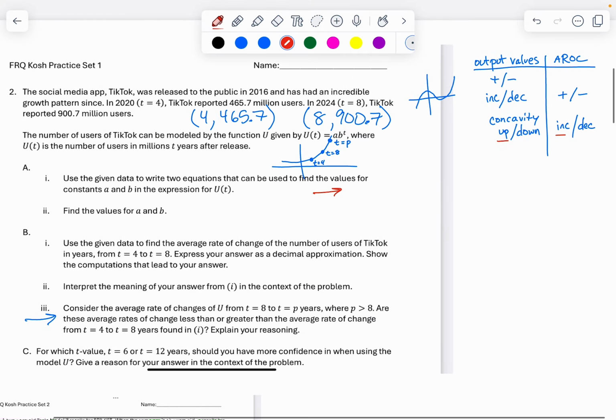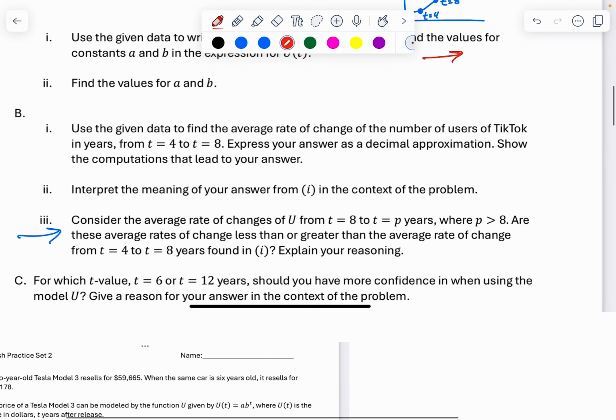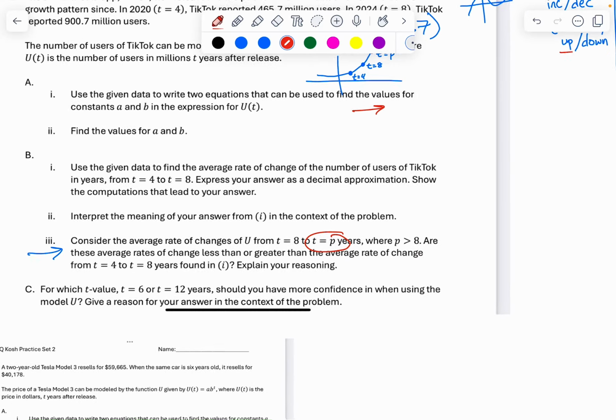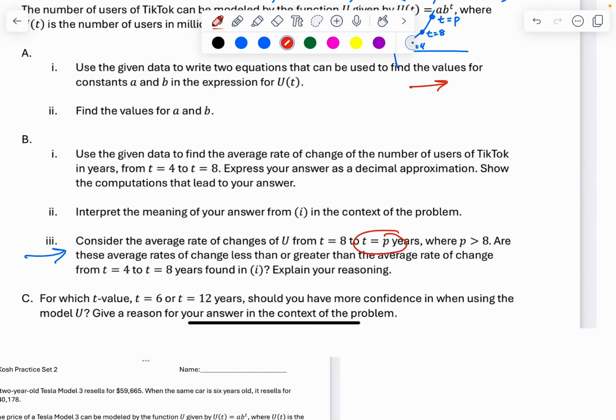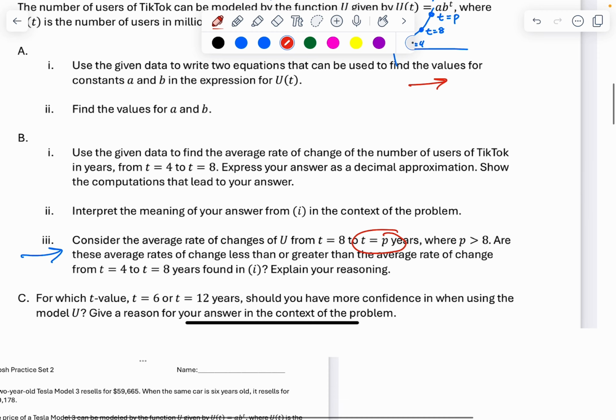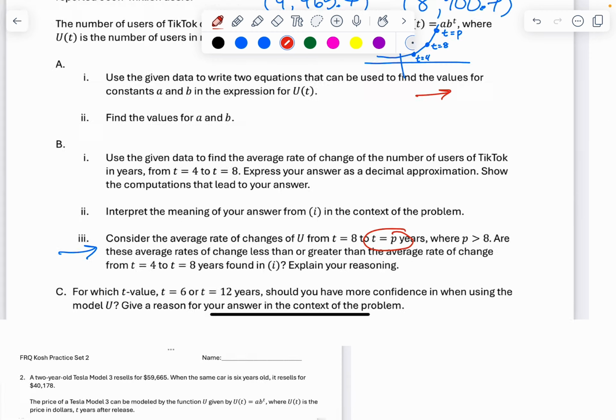We'll be increasing. Let's see what we said here. Consider the average rate of change. Are these average rates of change less than or greater than the average rate of change from 4 to 8? When p is bigger than 8, that average rate of change will be greater than the average rate of change from 4 to 8. We know that from the concavity. I know they're changing the wording of some of these problems this year, so go check AP Classroom. They have some videos talking about the new wording for this year.